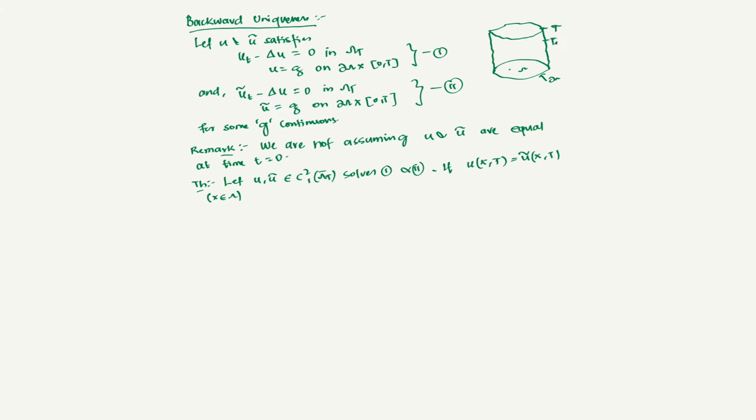So if that happens, for any time, let's say T equals T1 or T equals capital T, whatever it is, if u and u tilde are the same for all x at that time, essentially at those points, then you can say u is equivalent to u tilde in omega_T.